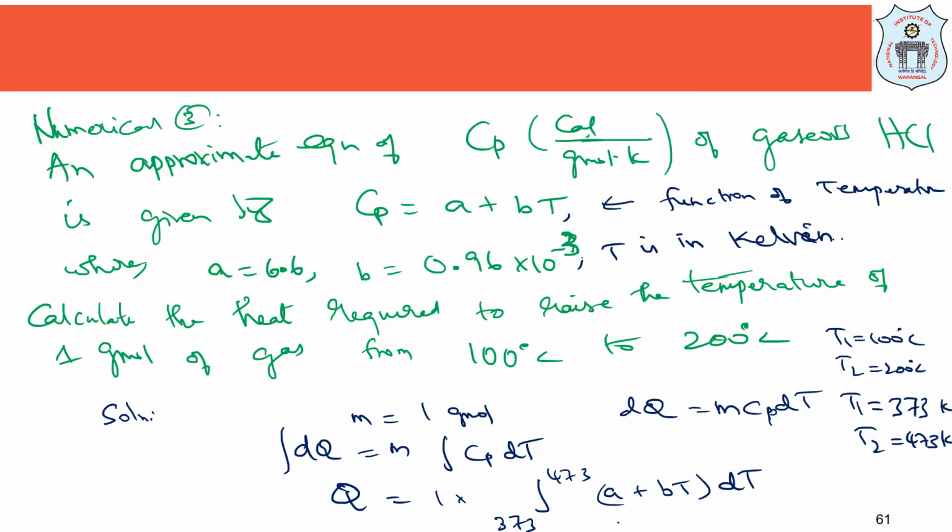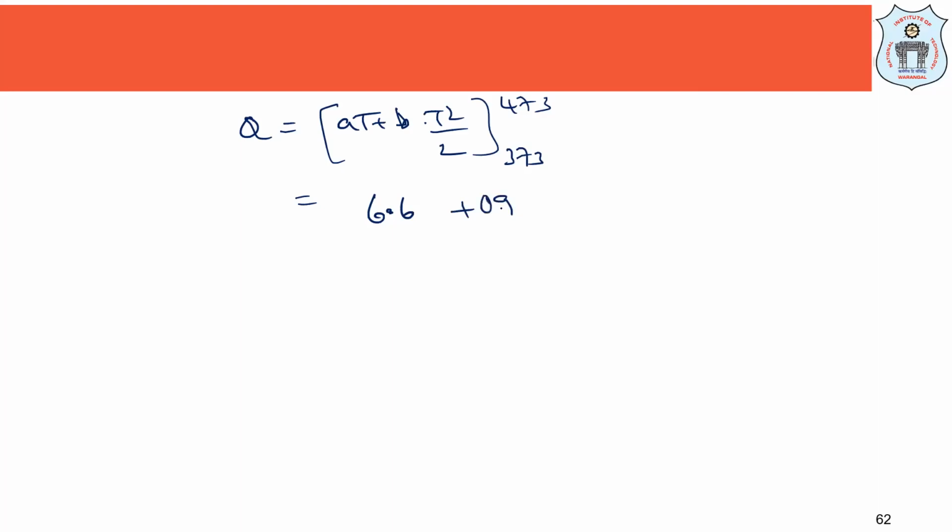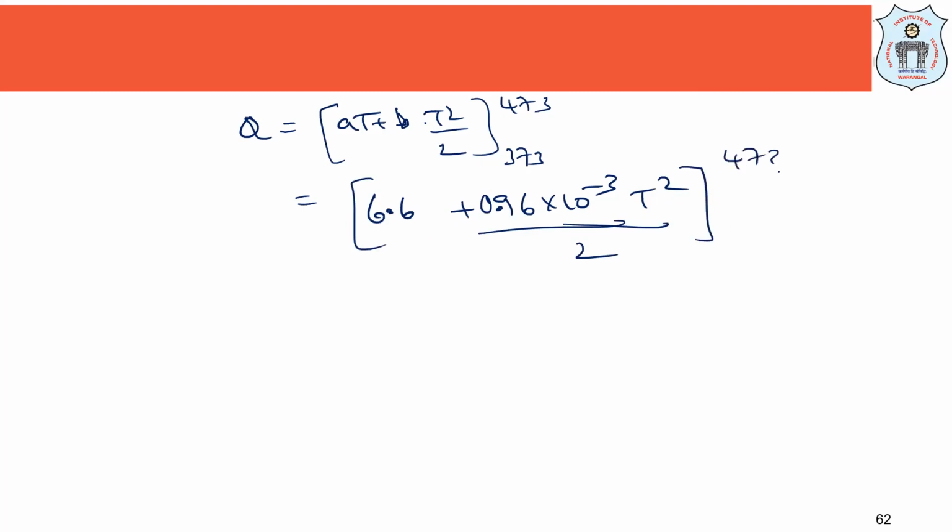Simple integration. A into dT is AT, BT dT is B T square by 2. So we are going to have two terms where Q is equal to AT plus B into T square by 2, with upper and lower limits 373 Kelvin to 473 Kelvin. A value is known, that is 6.6, plus 0.96 into 10 power minus 3 T square by 2, with 473 and 373 being the upper and lower limits.